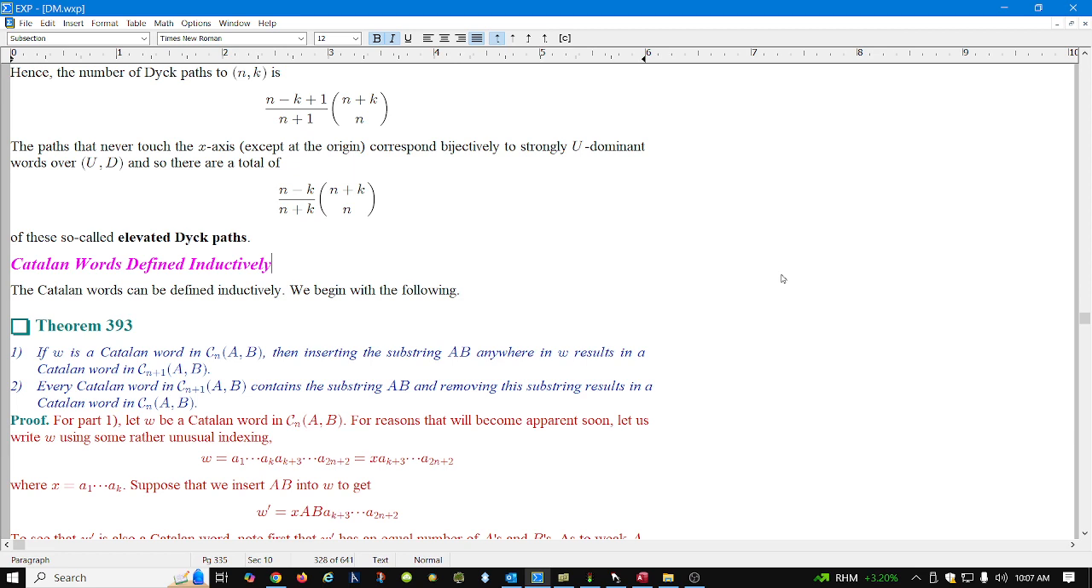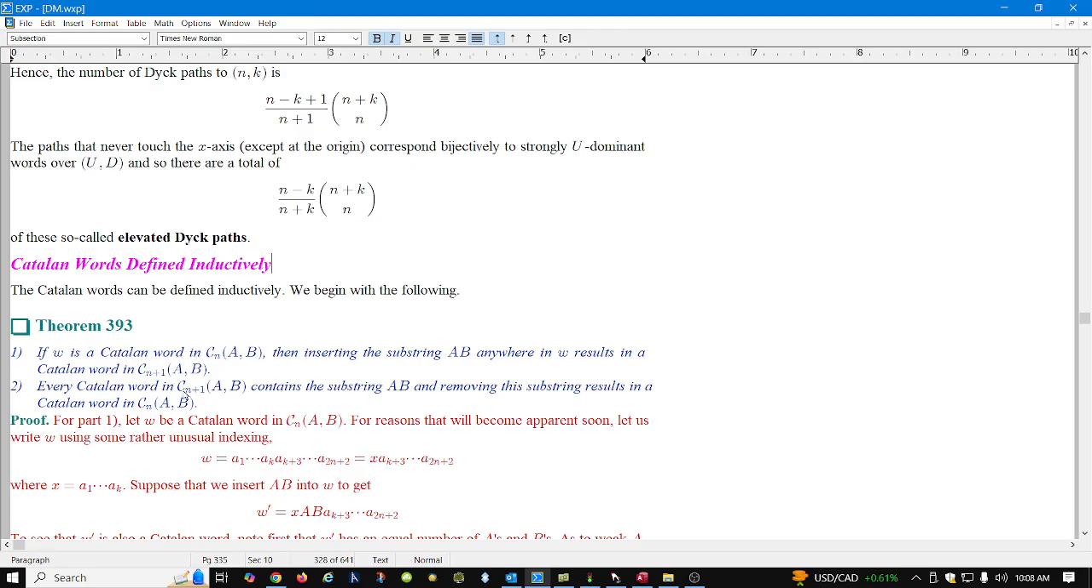Catalan words can be defined inductively, and so let's start with this theorem. If W is a Catalan word of length 2n, so it would be in Cn of AB, then inserting the substring AB anywhere in the word results in a Catalan word of length 2n plus 2. So in short, you can insert AB anywhere in a Catalan word and you'll get another Catalan word.